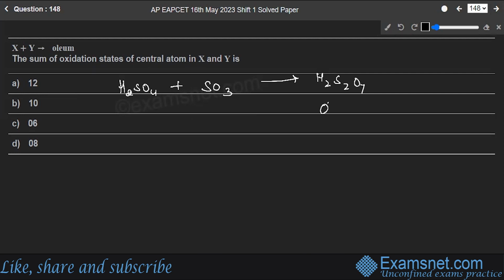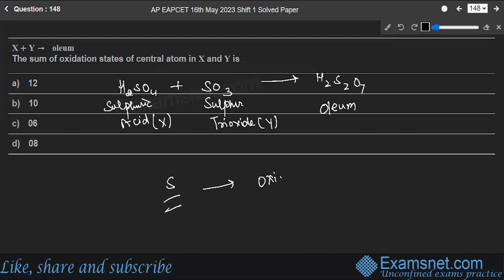H2S2O7. And this is your sulfuric acid, and in the question, this refers to X. This is sulfur trioxide, and this in the question refers to Y. In both X and Y, the central atom is sulfur. Its oxidation number is +6.